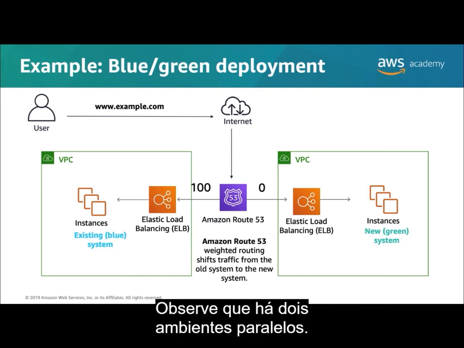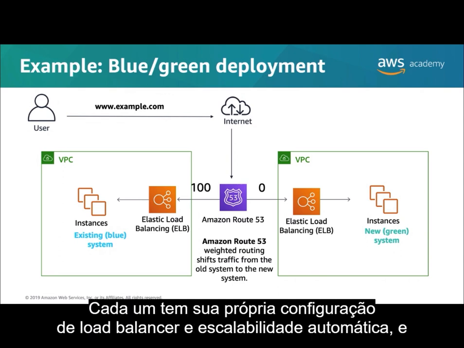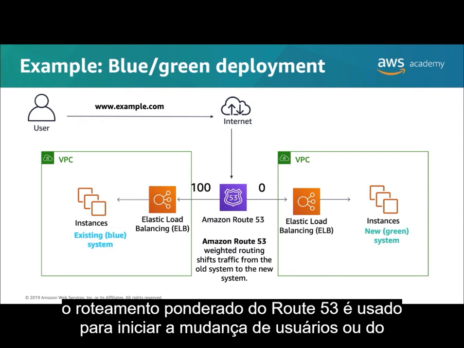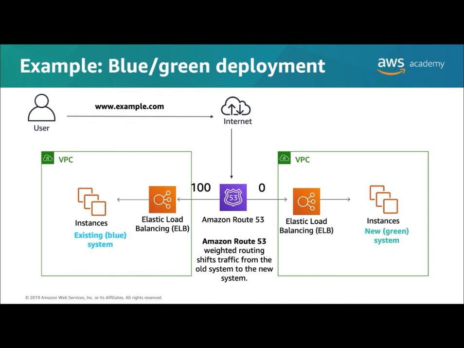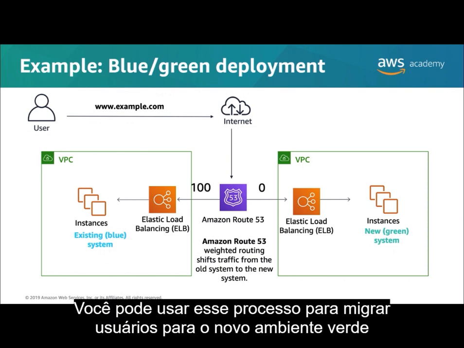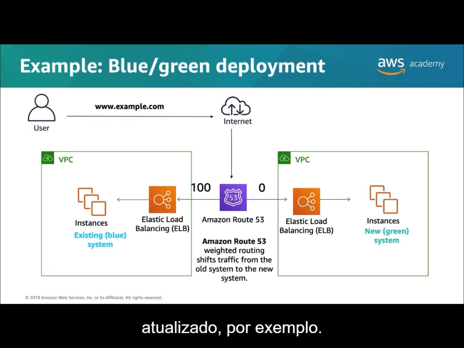Notice that there are two parallel environments. Each has its own load balancer and automatic scaling configuration. And Route 53 weighted routing is used to begin shifting users over from the existing or blue environment to the new green environment. You might use this process to migrate users to the new upgraded green environment, for example.